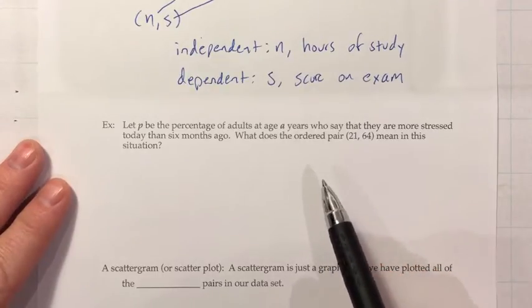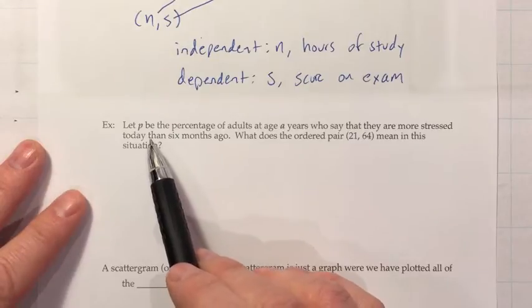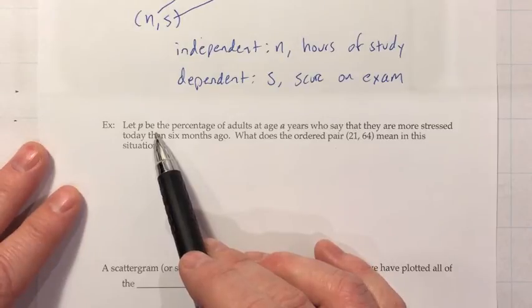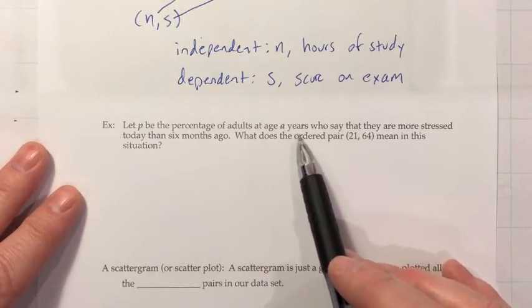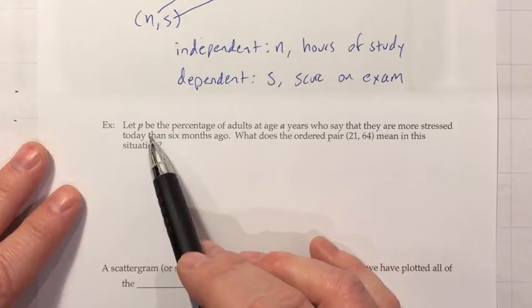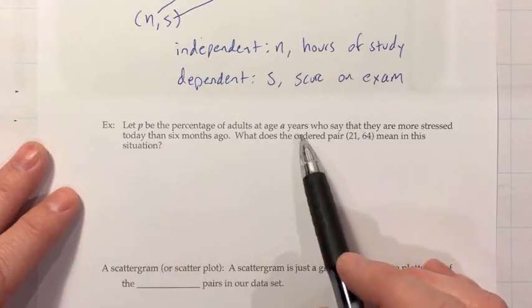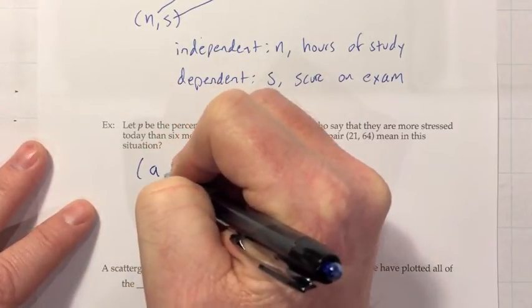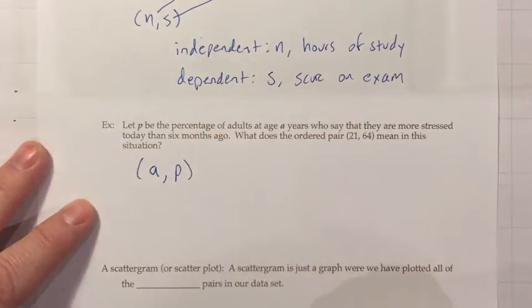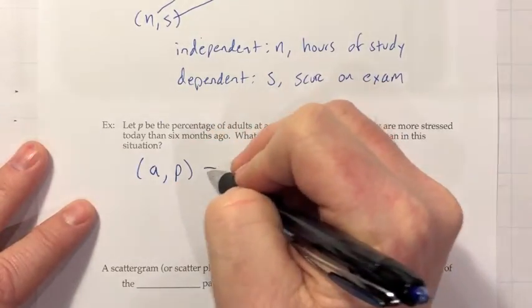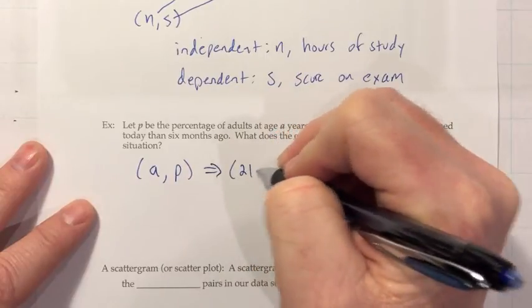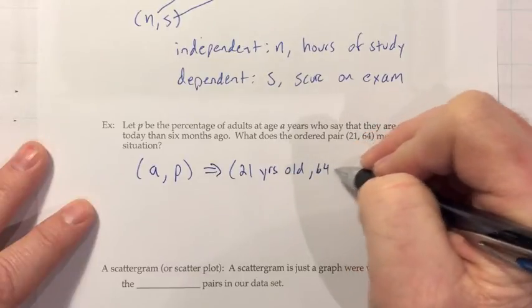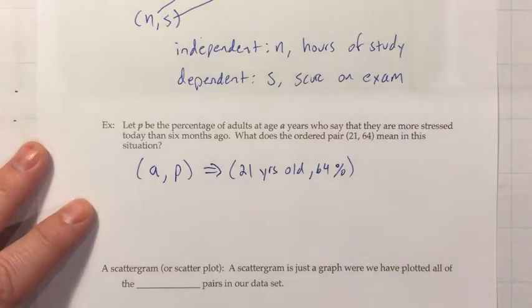So we want to think about that independent-dependent variable idea. What seems like the more likely prediction to make? That someone would tell you the percentage of people who are more stressed and you would guess what their age is, or they would tell you their age and ask you to guess what percentage are more stressed than before? Seems to make more sense to me that they would use that age as the predictor. So I think that A is going to be the independent variable and that P is going to be the dependent variable. And then that tells me that the ordered pair (21, 64) must be 21 years old because that's the value of A, and 64% because that's the value of P, which is measured in percentage.